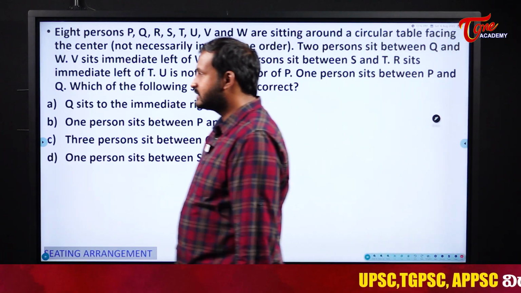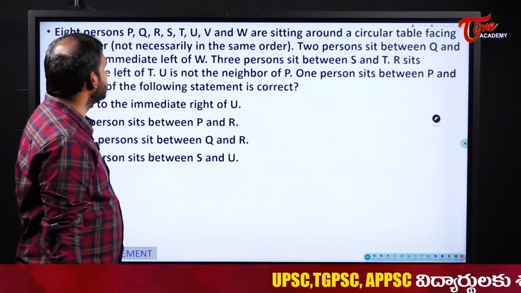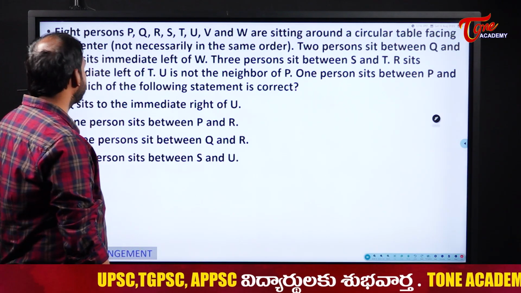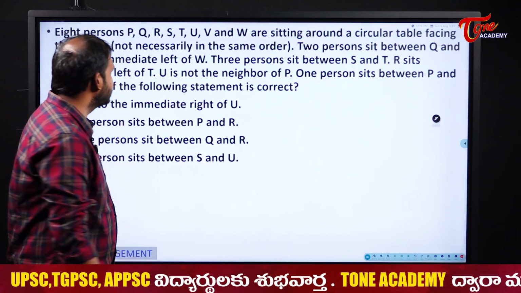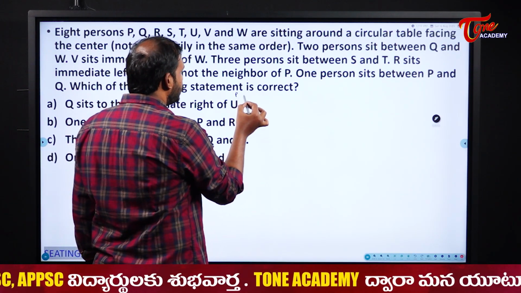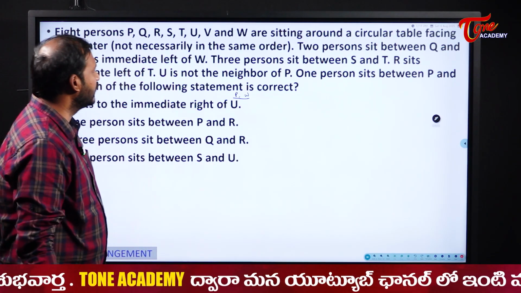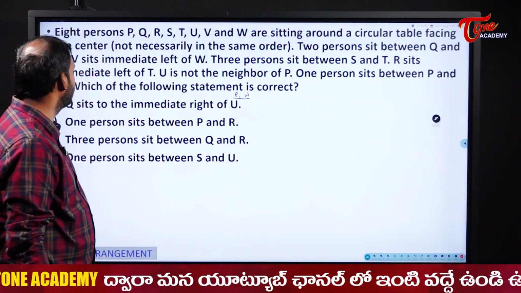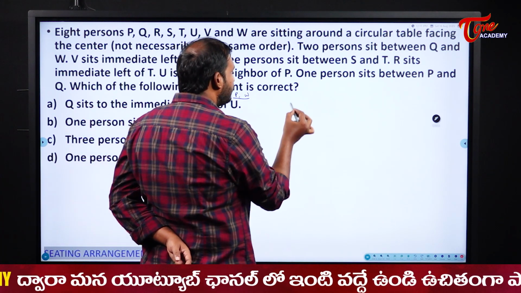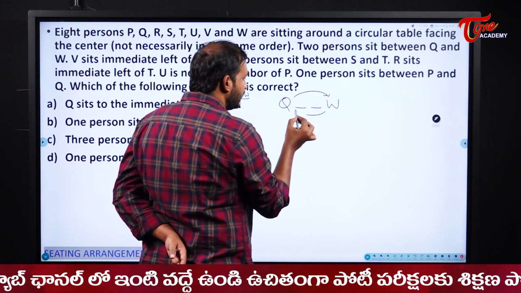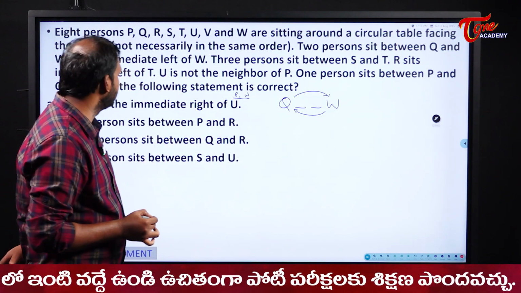Now see this one, students. Eight persons P, Q, R, S, T, U, V and W are sitting around a circular table facing the center. Next, two persons sit between Q and W. Between Q and W, I will have two persons. So Q and W can be interchanged.